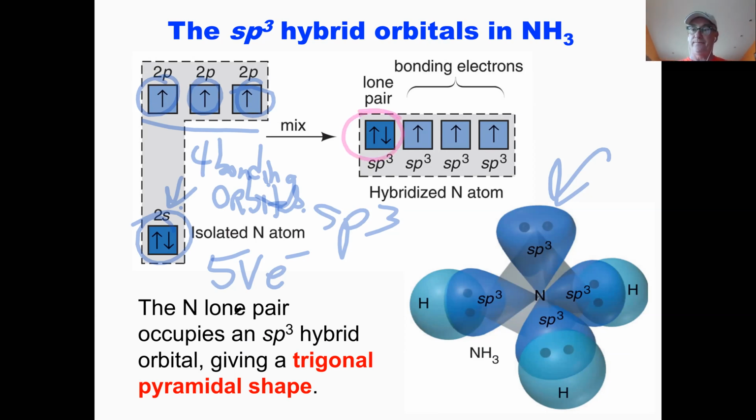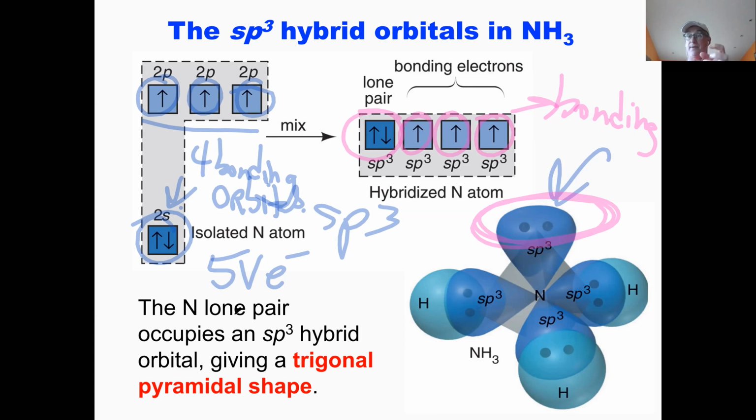We have a lone pair. That orbital is filled, so that won't be bonding. These 3 will, 1, 2, 3. Those are bonding orbitals, because they have a single electron that needs to be shared. The other one has 2 electrons in it, and so it won't be shared because it already has a paired electron, one spinning up, one spinning down. It's not going to get shared. That will be the lone pair, and that's this lone pair right here.